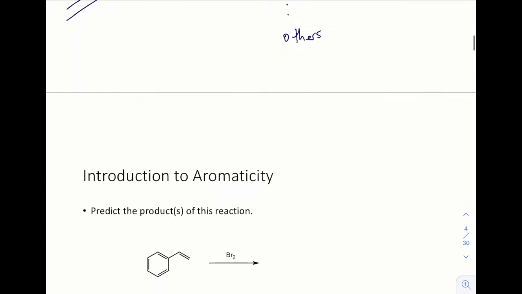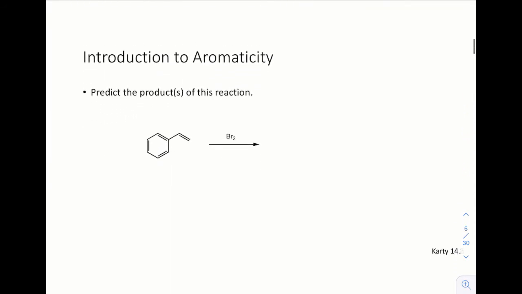So we'll come back to this question. I would now like for you to predict the product or products of this reaction. Pause and do that.